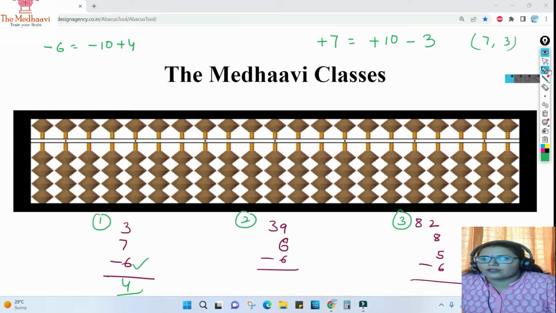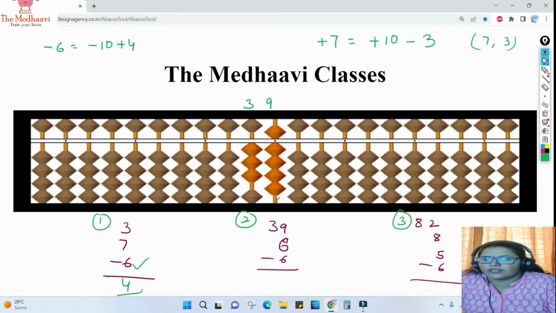39. 3 on the tens place, 9 on the unit place. How do you make 39? 3, 9. 5, 6, 7, 8, 9. Right? 39. Now add 6. We cannot add 6 on the ones place because it's all full. So plus 6 is plus 10 minus 4. Plus 10 minus 4. Right?